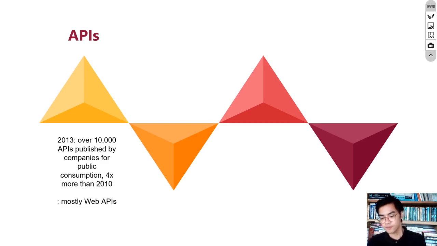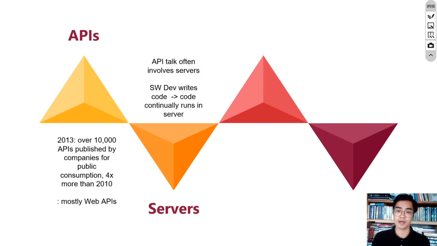Okay, when we say API, we mostly talk about servers as well because most APIs are server based. So they reside on your server side. Okay, so the API talk often involves servers where you as a software developer, you write code and you implement this code in your server. And what your server does is continually run this code in order to cater to requests from clients, right? So that's basically what your API does as well.